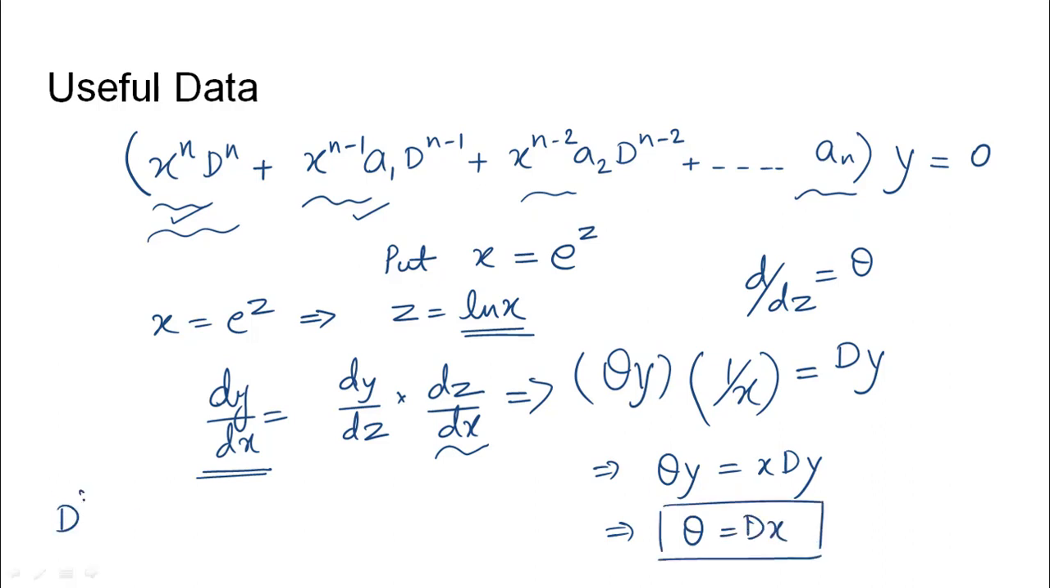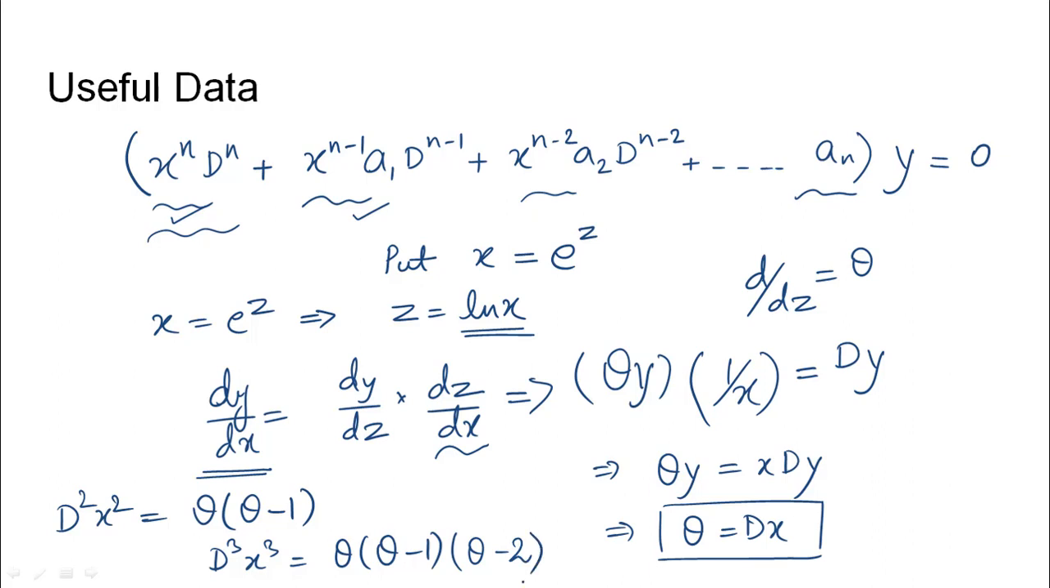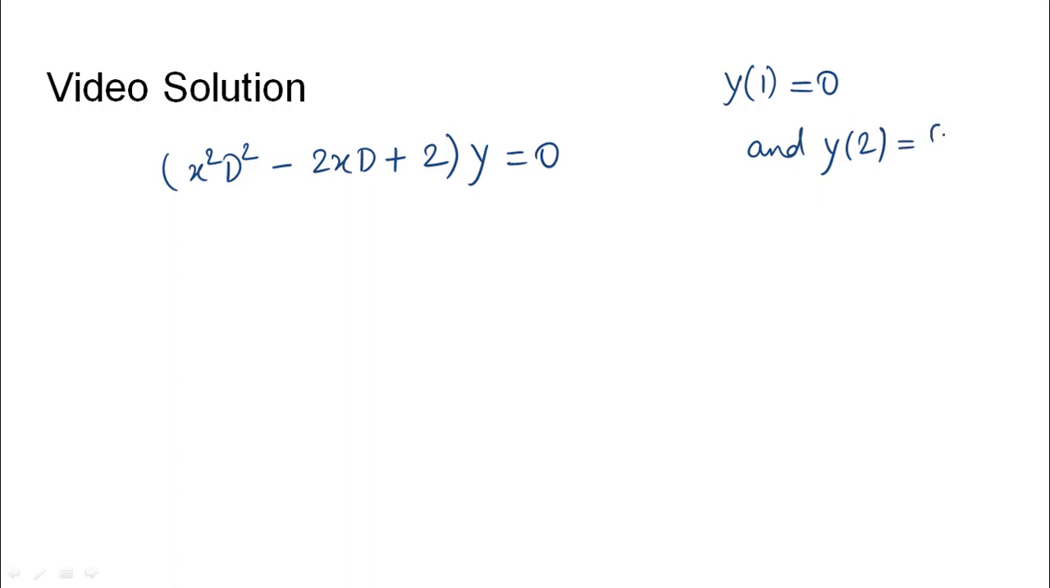So it can be written as theta as xd. Similarly, if we have d square x square, we can express it as theta into theta minus 1, and d cube x cube can similarly be expressed as theta into theta minus 1 into theta minus 2. So when we use this substitution, we should also change the derivative terms in this manner. So the differential equation that has been given is x square d square minus 2xd plus 2 times y equals 0. The initial conditions that have been given are y1 equals 0 and y2 equals 2.